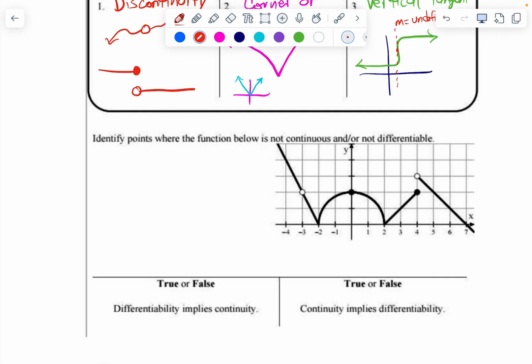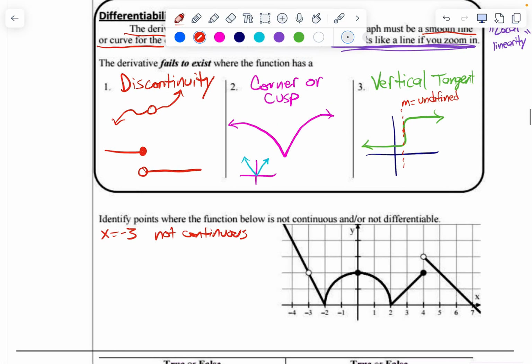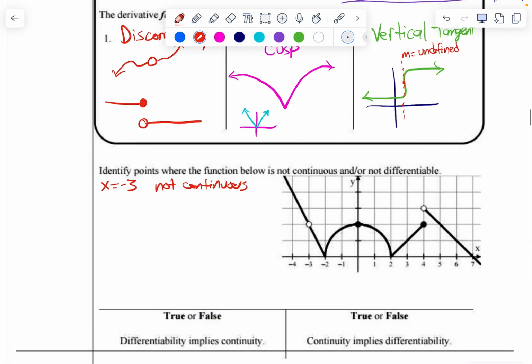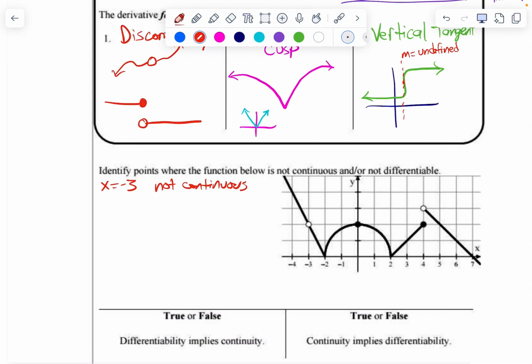Where? Okay, -3, not continuous. Okay. Do we need to say not differentiable? Well, look right up here. If there's a discontinuity, is it differentiable? No. So this one takes care of that. Okay, what's the next point?